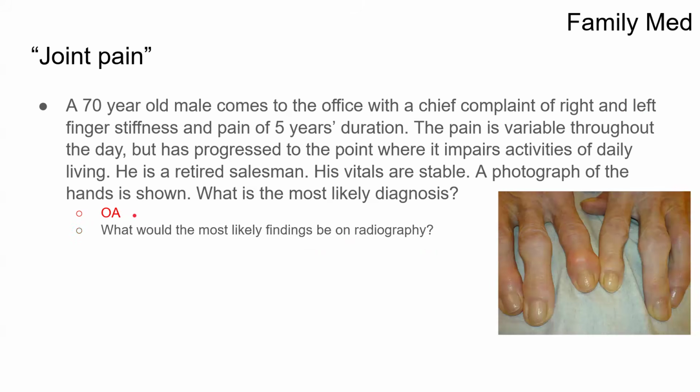Another thing you might look at is an X-ray of the affected joint of someone that has osteoarthritis, and you'll be asked to pick out the most likely findings. That includes things like joint space narrowing from osteophytosis, which are those little bony spurs. And then you'll also see subchondral sclerosis in an X-ray.